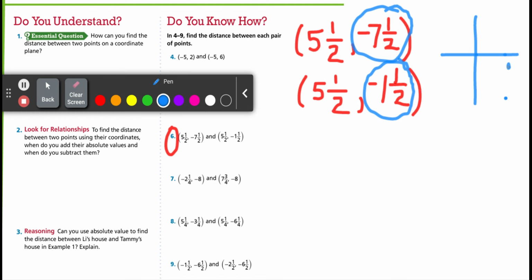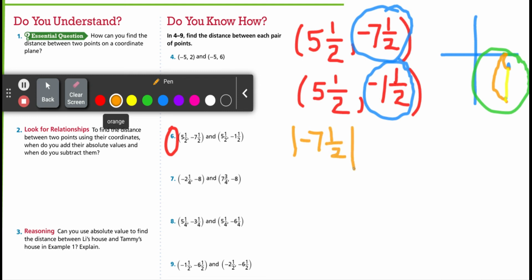So just by doing this little sketch, we can see that the points are in the same quadrant. When we have the same quadrant, we're going to be subtracting the numbers because we'll be taking that first distance and the second distance, and when we subtract them, we find the distance in between them. So let's start by doing that. Let's take the absolute value of negative 7.5, and we'll subtract that with the absolute value of negative 1.5.